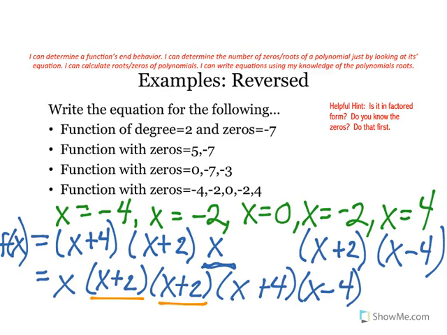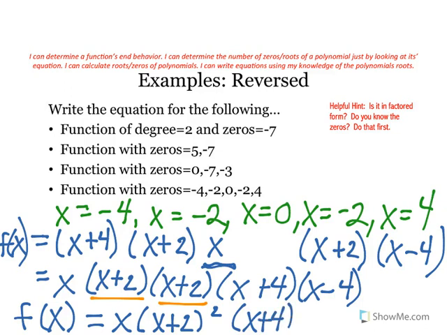So my final answer here, if I'm writing the function, would be f of x equals x times, since x plus 2 is written twice, just write it as x plus 2 squared. And then finish out x plus 4 times x minus 4. There's your final answer. Write a function using the given information. Okay. Pause the video, try the two in the middle, see what you come up with. If you've got any questions, let me know.